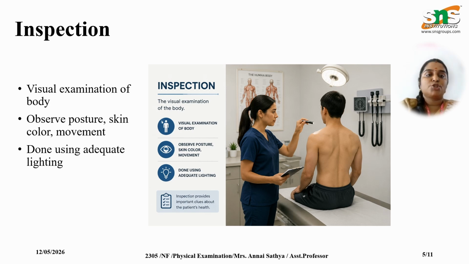So inspection. We have already discussed inspection. Inspection is the visual examination of the patient's body. During inspection, nurses observe posture, skin color, facial expression, body movement, and overall appearance. Adequate lighting is important for proper inspection. Nurses should compare both sides of the body for symmetry and identify any abnormalities. So, inspection is usually the first step during physical examination because it provides valuable information without touching the patient.